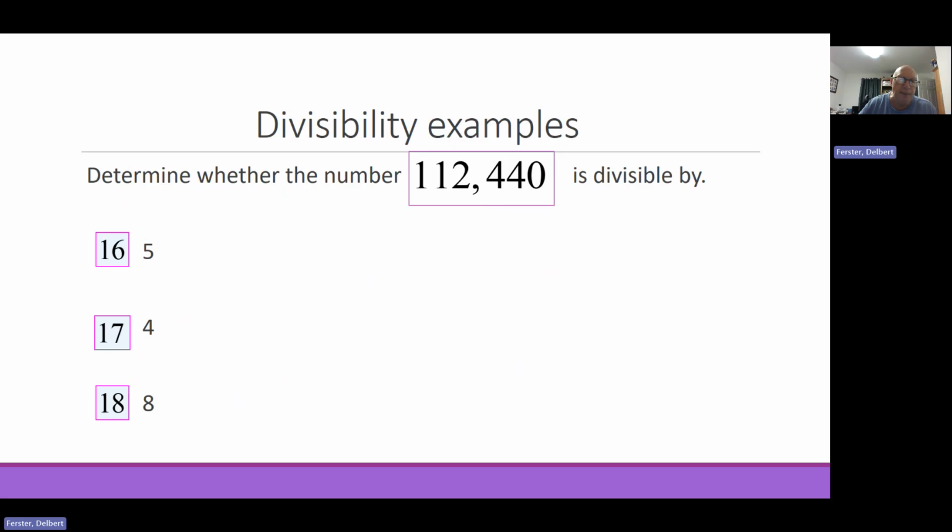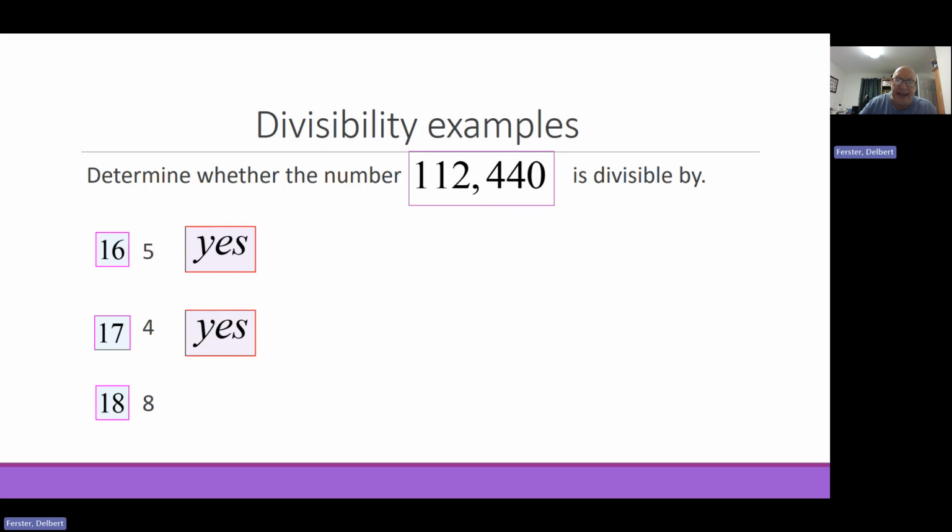Same number in play. Is it divisible by 5? Yep, it ends in a 0. If it ends in a 0 or 5, we've got divisibility by 5. So we're good on number 16. Is it divisible by 4? Here you go. Split out the last 2 digits. The last two digits are a 40. And since 4 divides 40, 4 will divide the given number. So yes, on 17, 4 will divide the number.